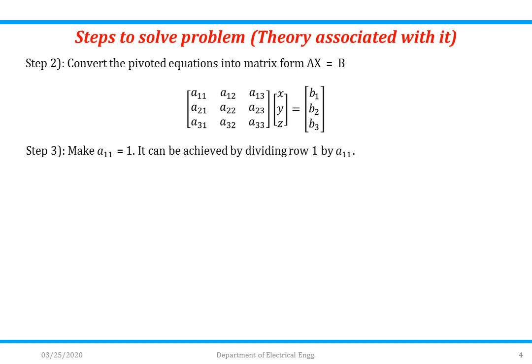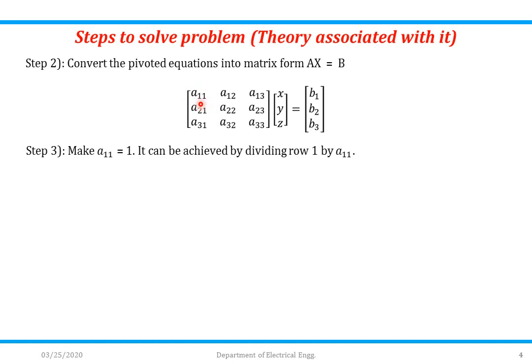So always remember that this is your row 1, this is row 2, this is row 3. This is column 1, column 2 and column 3. So here we are going to perform row operations. So how to make this element, this is a11, equal to 1? Divide this a11 by a11 only.